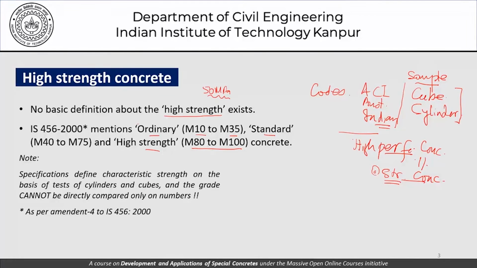The specifications define characteristic strength on the basis of tests of cylinders and cubes, and we've already talked about it, and the grades cannot be directly compared only on numbers. For example, if there is an American document which talks of a characteristic strength of 40 MPa or 45 MPa, it's not really the same thing as an Indian standard talking of the same characteristic strength, because the cylinders or the cubes being tested will have their own geometric corrections that need to be applied. This part has already been discussed when we were talking about the different types of samples being used in the world.